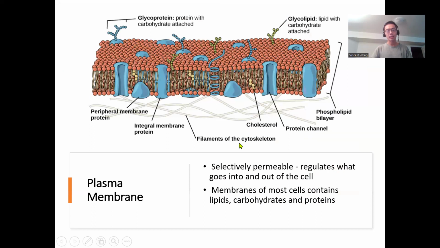So there is the integral protein that we talked about, and then there's the peripheral protein. There's some cholesterol. We talked about glycoprotein. Sometimes you can even have glycolipids. Even though I didn't talk about glycolipids, you know glyco means sugar. So these are lipids with carbohydrates on them.